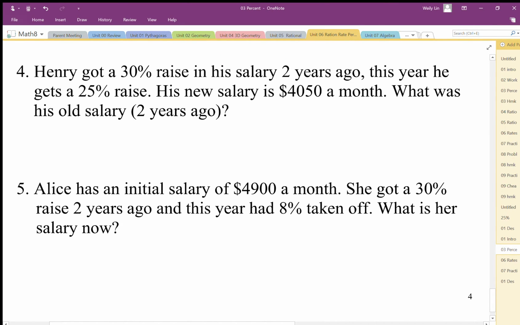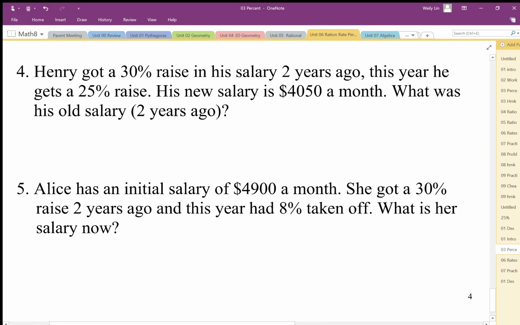Here, Henry got a raise in his salary 2 years ago. He got a 30% raise 2 years ago. This year, he gets a 25% raise. So his new salary is $4,050 a month. So what was his old salary 2 years ago?